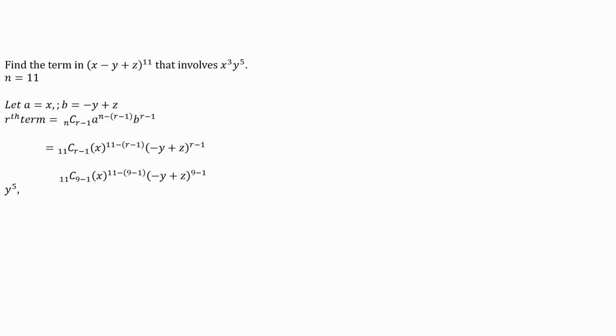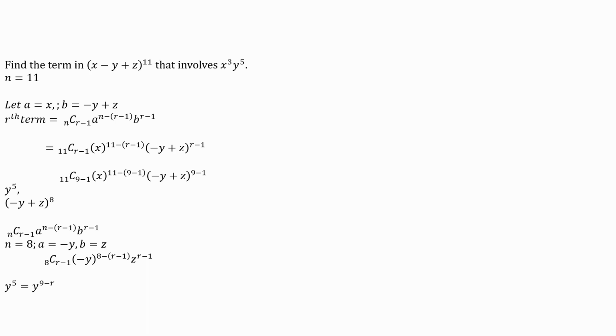Tapos, para naman makuha yung term na merong y raised to 5, dito natin kukunin dun sa negative y plus z dahil may r na tayo. So, 9 minus 1, so 8. So, yung formula para dun sa r term. So, ito. And then yung n is equal to 8, a is equal to negative y, b is equal to z. So, substitute lang natin.